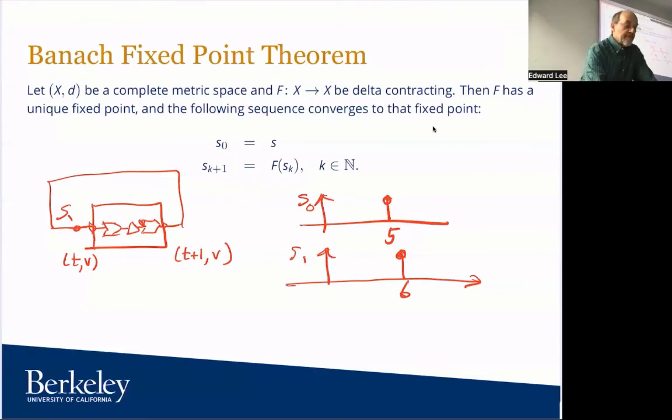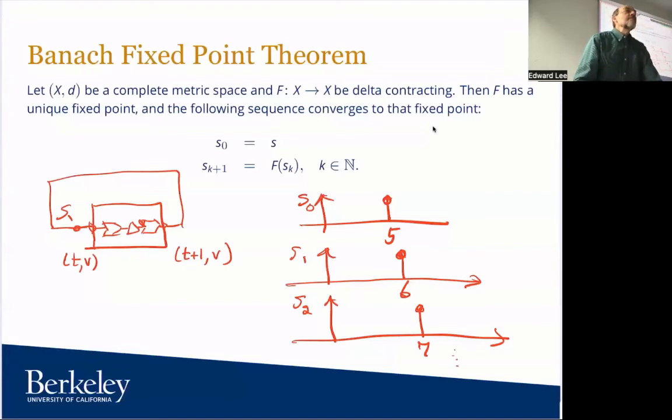Right? If the input is an event at time 5, the output is going to be an event at time 6. No problem. Okay? I do it again. S2 now gets applied to the previous signal. The input is an event at time 6, so the output will be an event at time 7. I keep doing this. What happens? Well, the events keep moving out into the future.